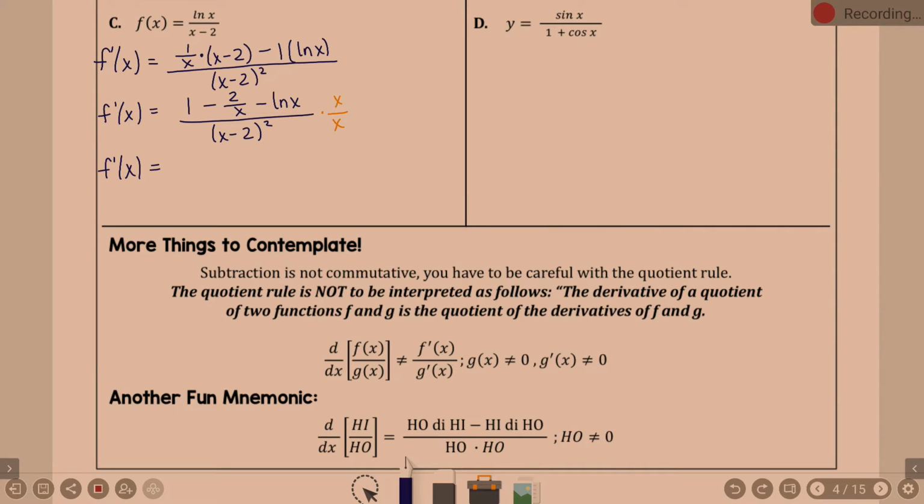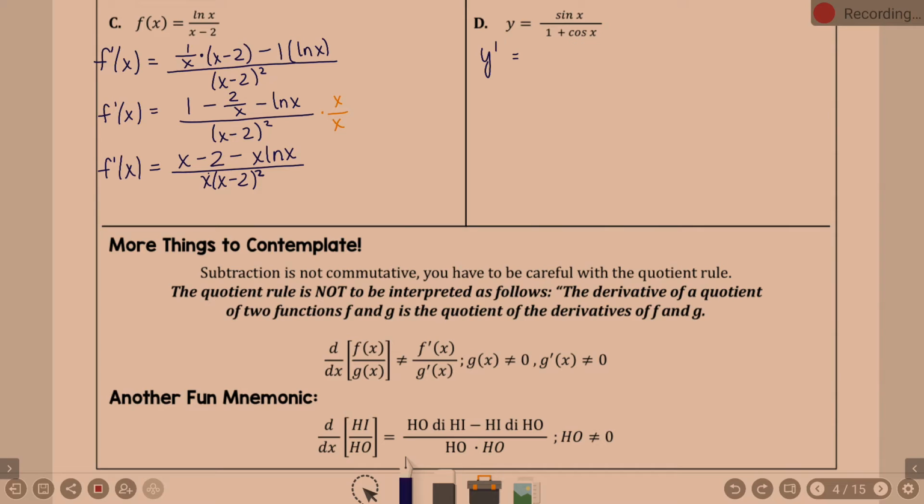So multiplying every term on top by x gives me x ln x over x times the quantity x minus 2 squared. Okay, so x minus 2 minus x ln x over x times x minus 2 squared. That's what I have as final answer in my notes. Nice.